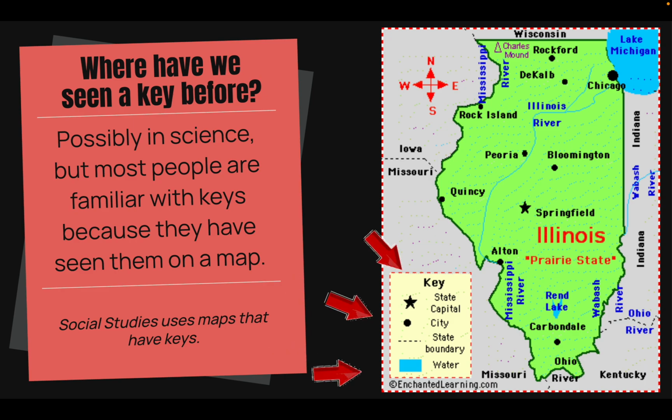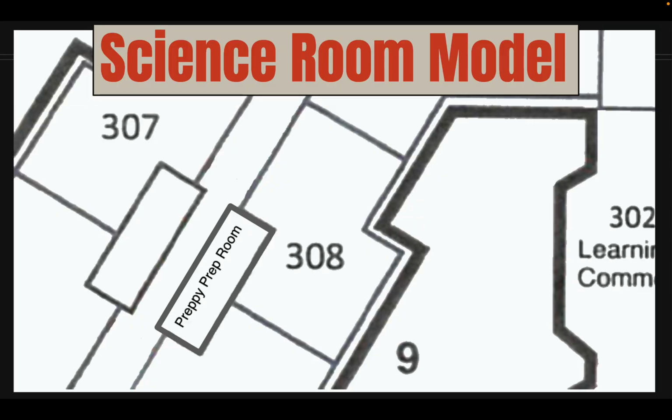But you also can see keys in science. I just don't know if you guys have been that familiar with them yet. Maybe on some of the resources that we've seen, but just maybe not everything yet. All right, great. How do I make a key? Well, let's start by making a model of our science room. And what we're really going to look at is where the exits are.